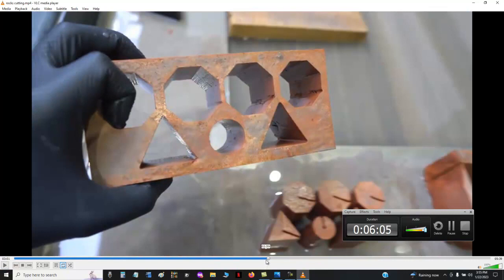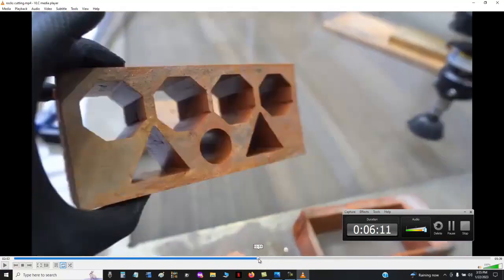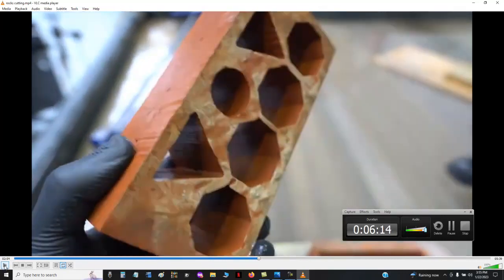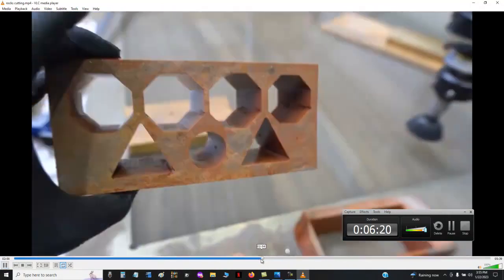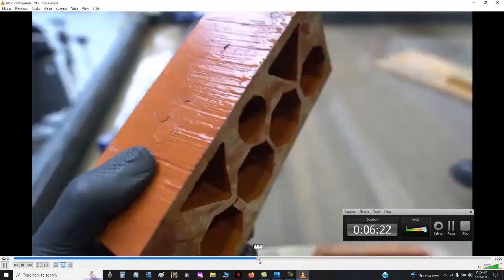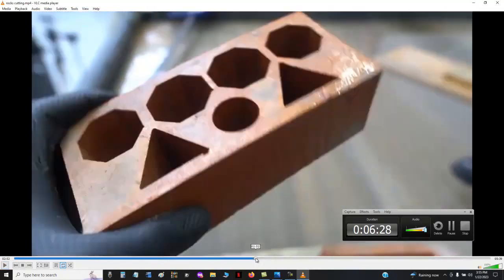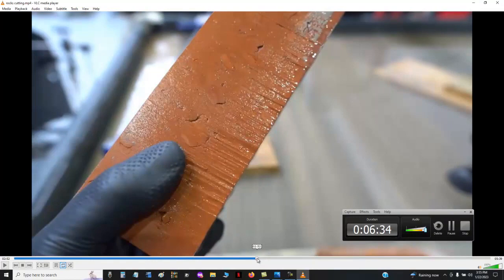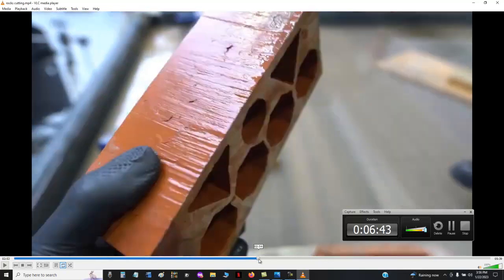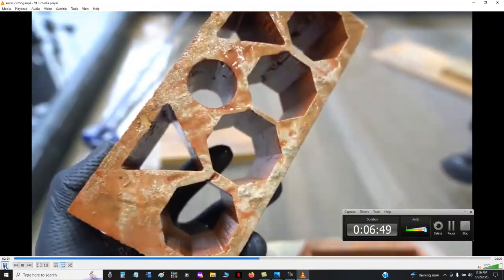Let's go back a little bit because I want to show the angle of the cuts. Let's see if I can get the proper angle. Let's go back a little further. So you kind of see it right there. You see those grooves right there? These markings, they kind of curve a little bit.